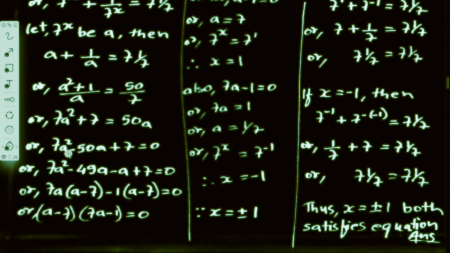Now here 7a square minus 50a plus 7 equals 0. Our factors of this expression are a minus 7 and 7a minus 1. From this expression we get two factors. Now from these two factors we should find the value of a, and this can be done easily. See here how to get the value of a and later the value of x also.